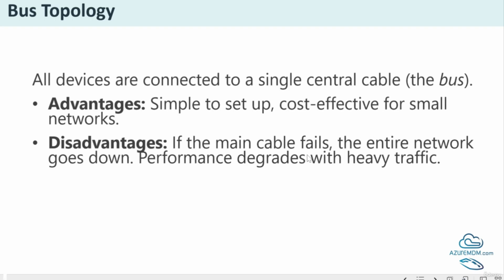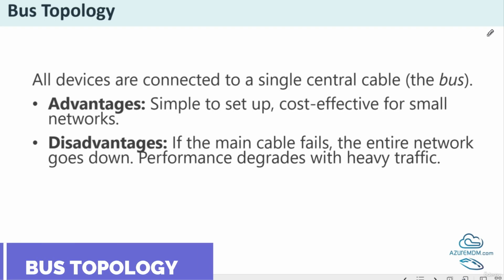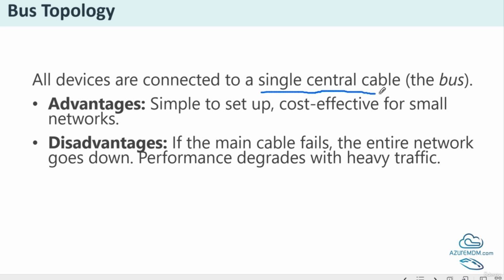Now, we'll get into the details of the bus topology. Here, all devices are connected to a single central cable, like a bus. The advantage is it's simple to set up, cost effective, and good for small networks. It is easy to manage, that is the biggest advantage of the bus topology. Failure of one node doesn't affect others. But there is a disadvantage. If the main cable fails, the entire network goes down. The performance degrades with heavy traffic as well.